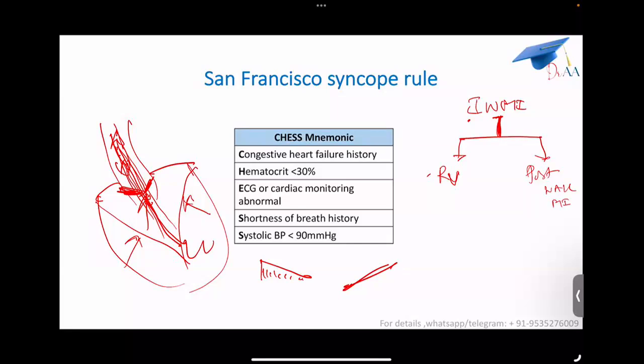Both involve the right coronary artery. Both is usually the RCA which is involved, most of the time. Okay. Any other questions anyone has?